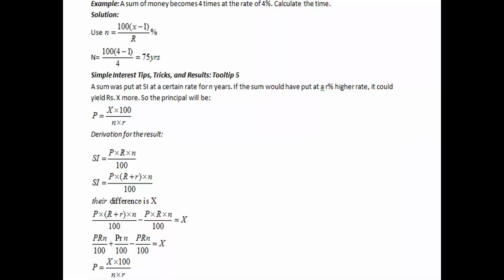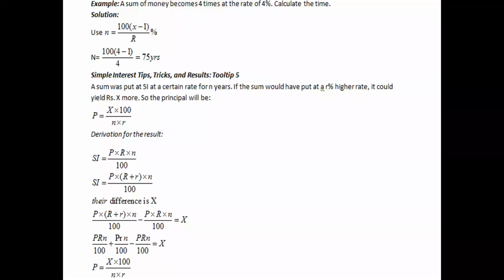Next, simple interest tips, that is tool tip 5. Okay, a sum was put at SI, that is simple interest, at a certain rate for n years. If the sum had been put at a rate r percent higher, it could yield rupees x more. So the principal will be P equal to x into 100 by nr. That is the principal amount we are getting.